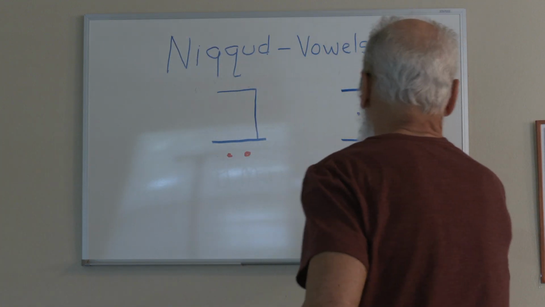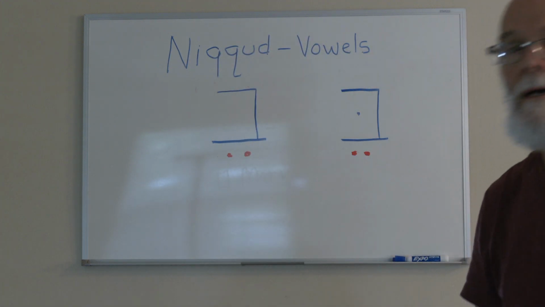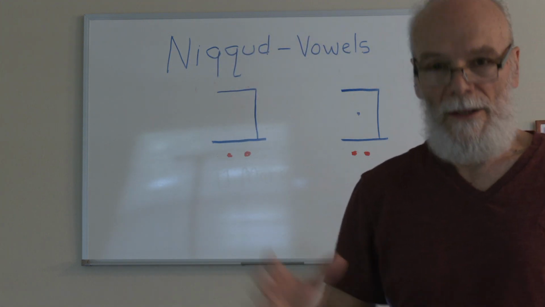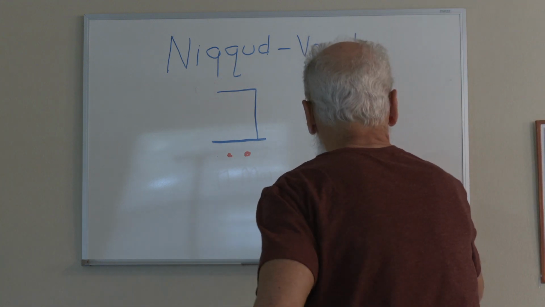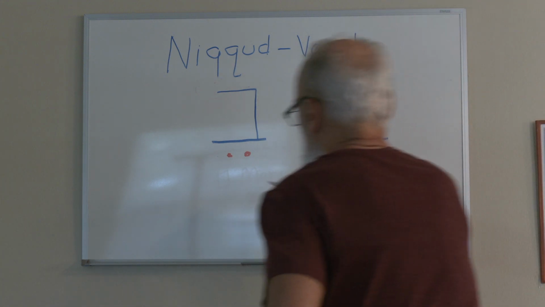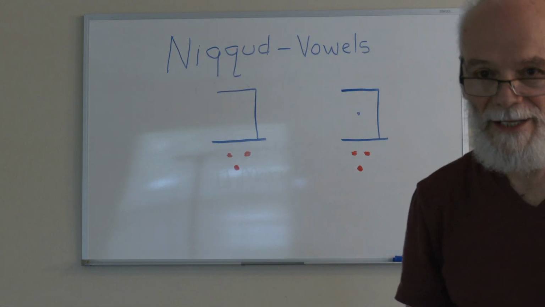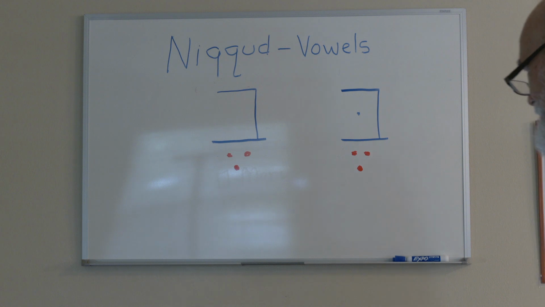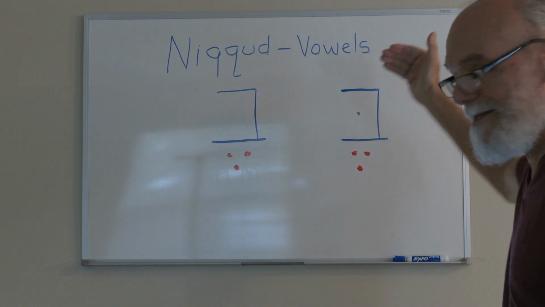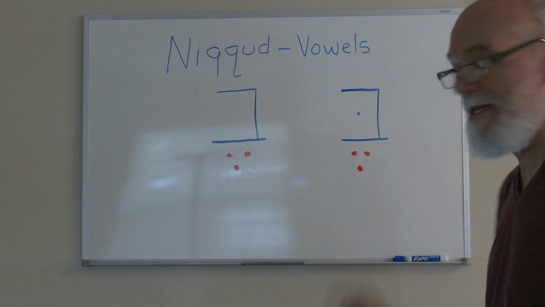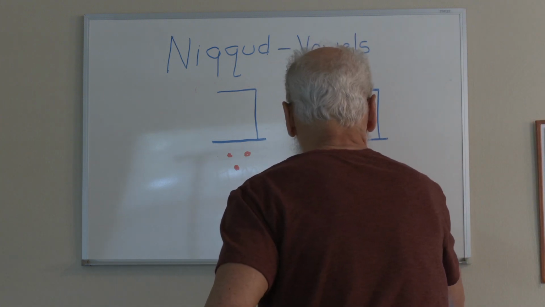Now we have another vowel that is in this class, and it's called a segol. And the segol looks like this. Three dots under the letter. Hope you can see that. And the letter here is bet, again, with the segol. I'm going to write that. Hope you can see that.